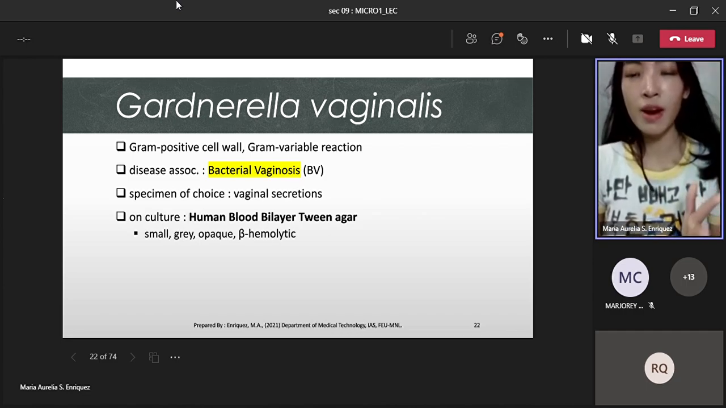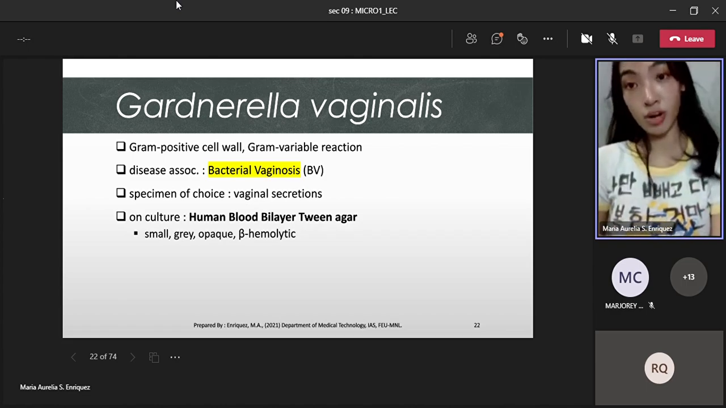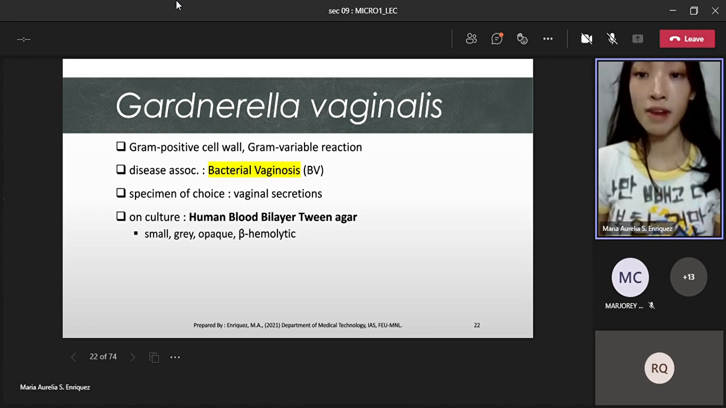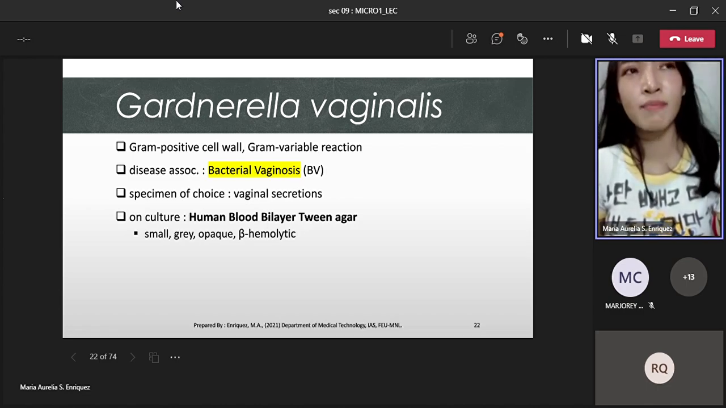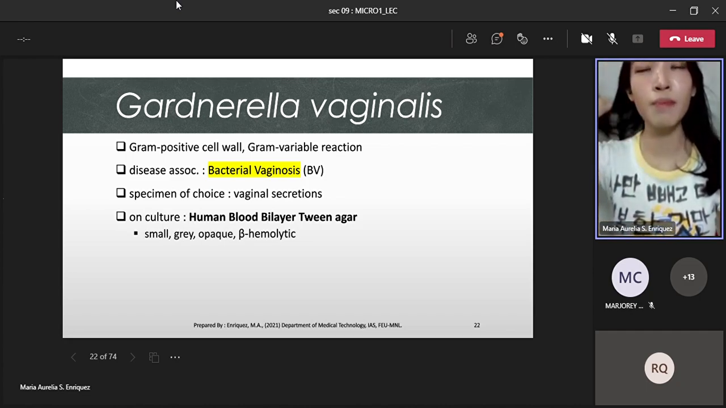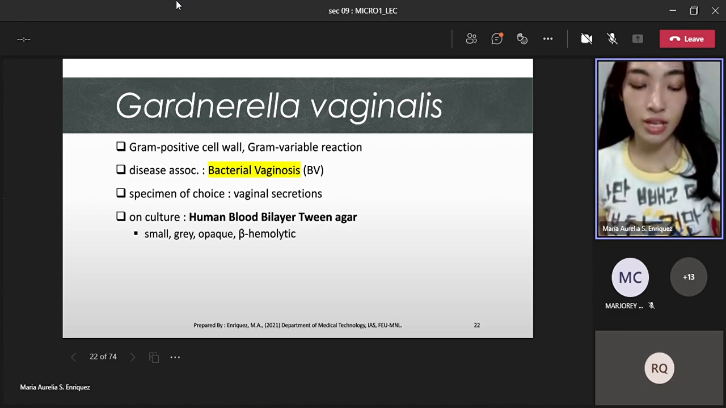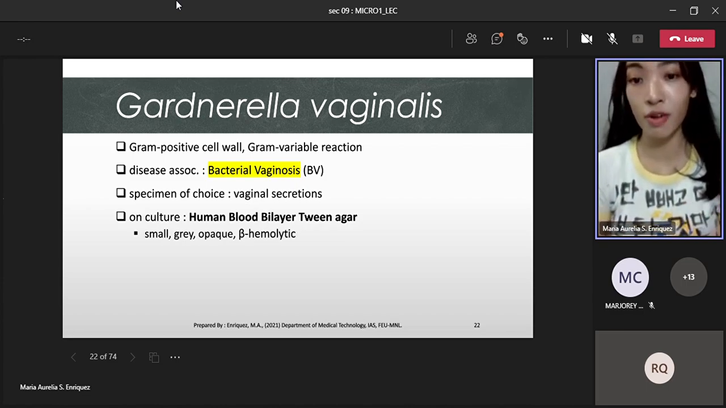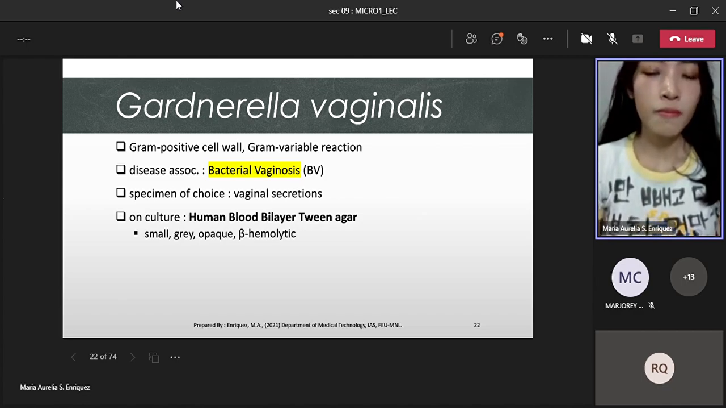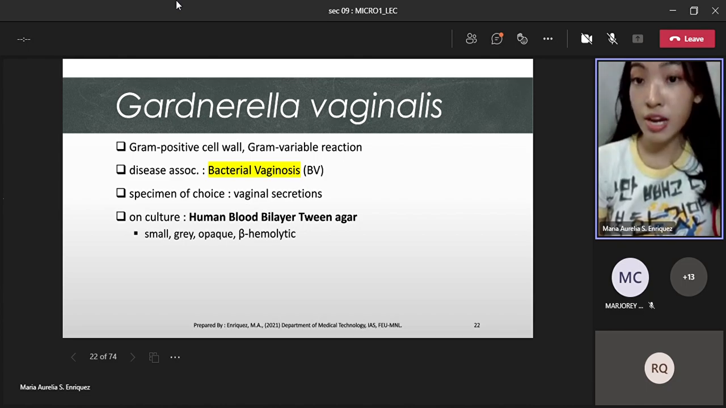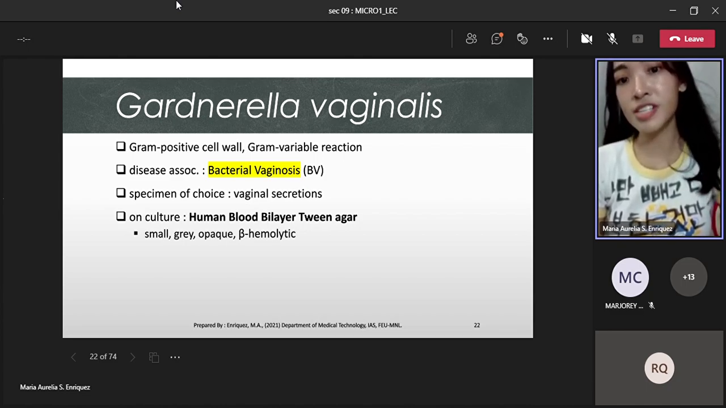Okay, so compared sa mga regular na gram-positive organisms, mas manipis po yung peptidoglycan layer ng Gardnerella vaginalis, which is why mas kakaunti yung surface area na pwedeng pagkapitan ng primary stain, and also may possibility rin na mas madali silang ma-decolorize during the decolorization step of gram staining. Okay? So Gardnerella vaginalis is primarily known for its association with bacterial vaginosis.